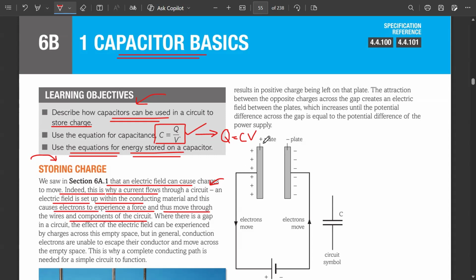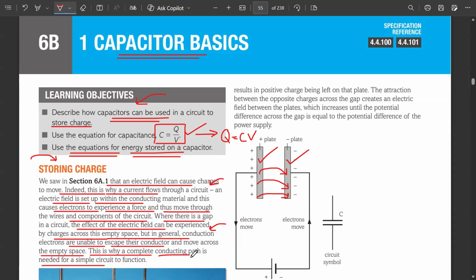अब एक कैपेसिटर काम कैसे करता है? कैपेसिटर has a positive plate and it has a negative plate. ये अपने दरमियान एक चार्ज स्टोर कर लेगा. It is going to store a charge between the plates of the capacitor because there is a gap in the circuit. And the effect of the electric field can be experienced by charges across this empty space, and in general, conduction electrons are unable to escape their conductor and move across the empty space, and this is why a complete conducting path is also needed for a simple circuit to function.